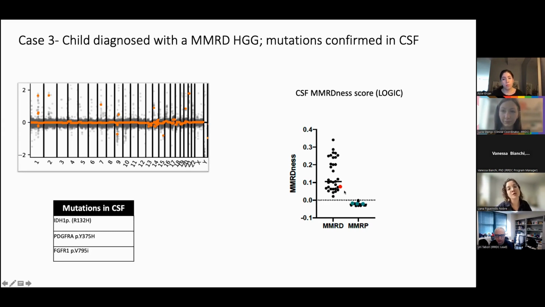Here, the red dot is this patient's sample compared to tumor MMRD positive controls. And the three green dots are CSF samples from MMR proficient patients that are negative.